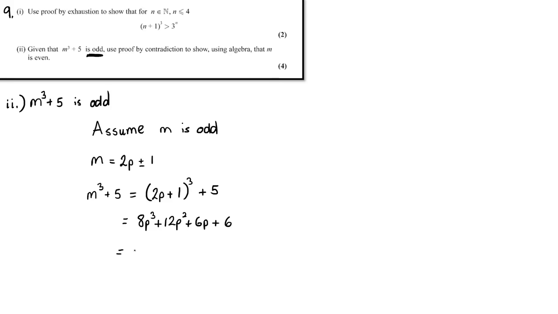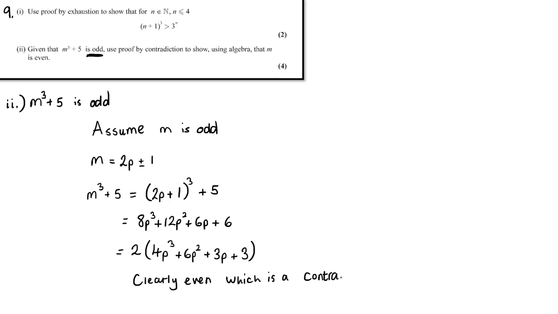So factoring a 2 out here, I get 2 lots of 4p cubed. So I get 4p cubed. I get 6p squared. 2 lots of 3p here, so 3p, and finally plus 3. Okay, and clearly now this is even. So we say this is clearly even, which is a contradiction to our original assumption.